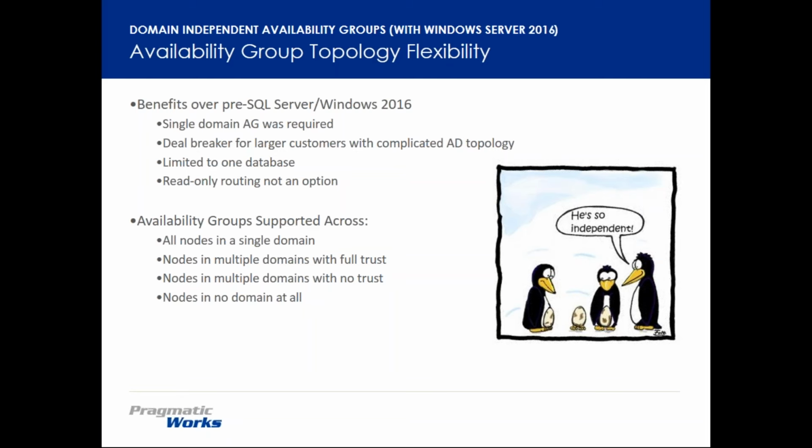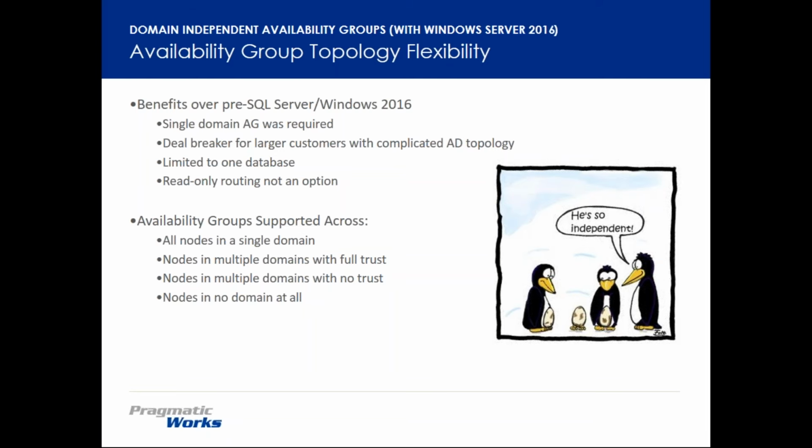There are basically 4 different ways that it's supported, and go ahead and disregard the 2 bullet points about database and read-only routing. It's not the case. But so these domain-independent availability groups, DIAGs, if you will, there's kind of 4 ways they're supported. So you can have all the nodes in a single domain, very traditional way. You can have nodes across multiple domains with full trust, which kind of makes sense. It didn't support that before, but it's kind of an intuitive thing for it to do. You can have nodes in multiple domains with no trust, which is definitely something it did not offer, and very exciting, like I said, for those folks where the topology is very complicated.